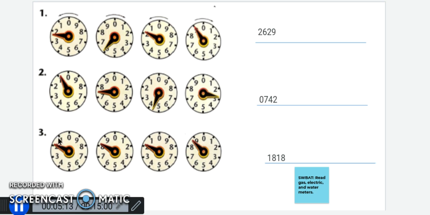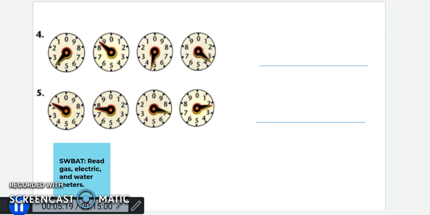So now we're going to read a meter and we're going to calculate our monthly usage. When trying to determine how much water we use in a month, it is important to remember that the meters do not reset every month. In order to calculate the amount used for a month, you must compare the reading on the meter at the start of the month to the reading at the end of the month.